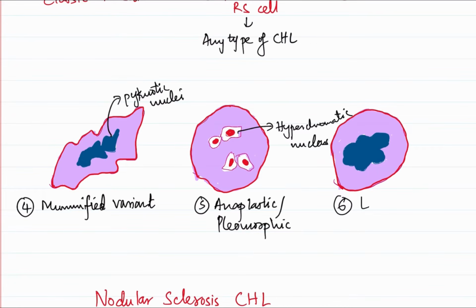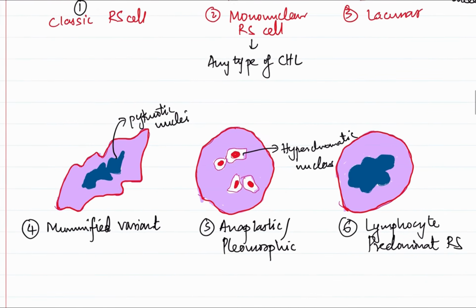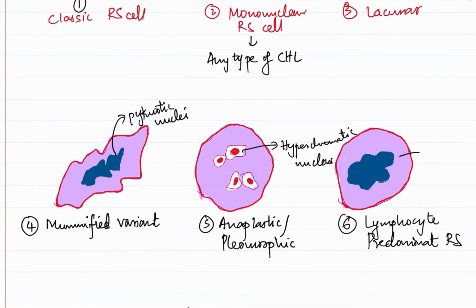And finally, the sixth type is our lymphocyte predominant RS cell. As the name suggests, this will be found in the nodular lymphocyte predominant Hodgkin's lymphoma. Now here there is a pale cytoplasm, and the characteristic feature is a popcorn nucleus. The nucleus is the shape of popcorn. So popcorn nucleus is the characteristic feature.